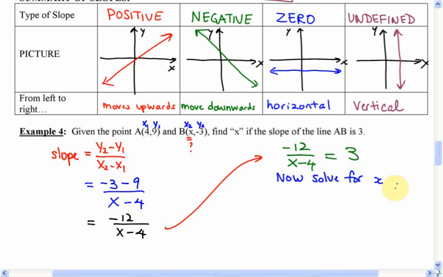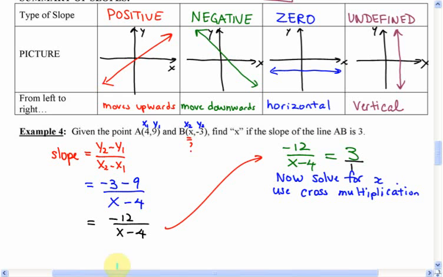Isolate x? Yeah, but we got this fraction stuff. Ew, I hate fractions. By the way, what if I did something like this? If I put this over 3 over 1, what do you think you can do now? Yeah, if you like cross multiplication, do that. So I'll say now solve for x, and I'll say use cross multiplication. Remember, if it's just 3, change it into a fraction, 3 over 1.